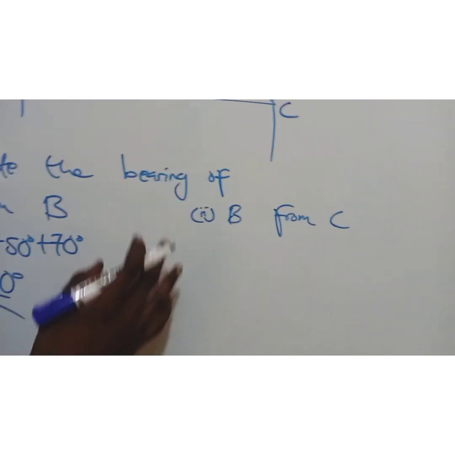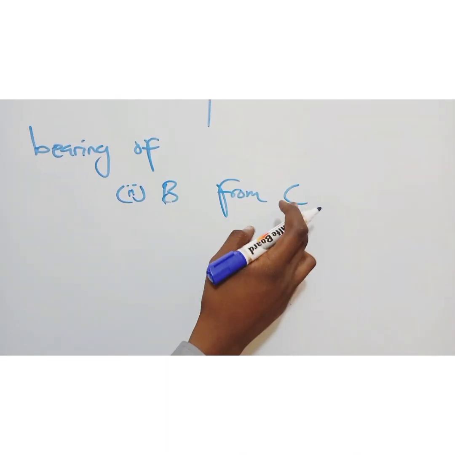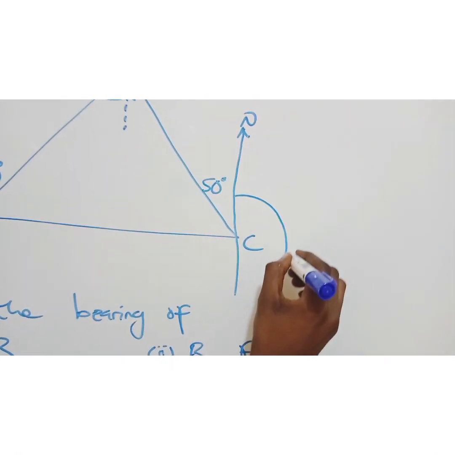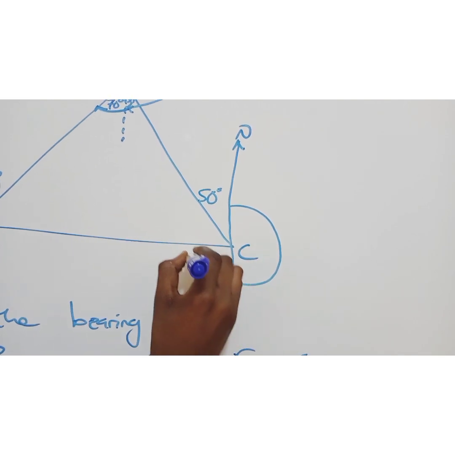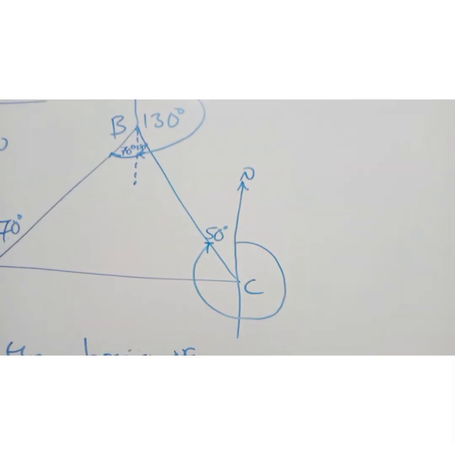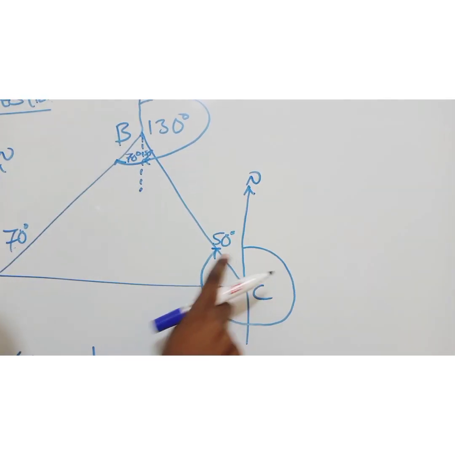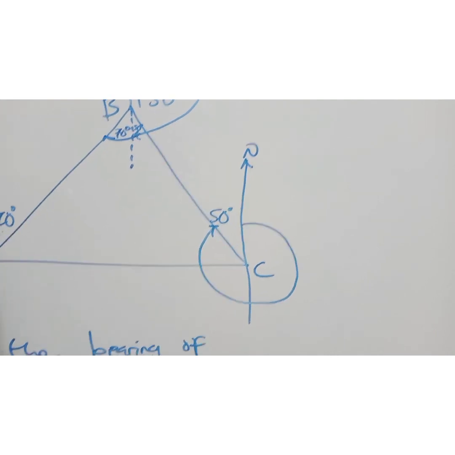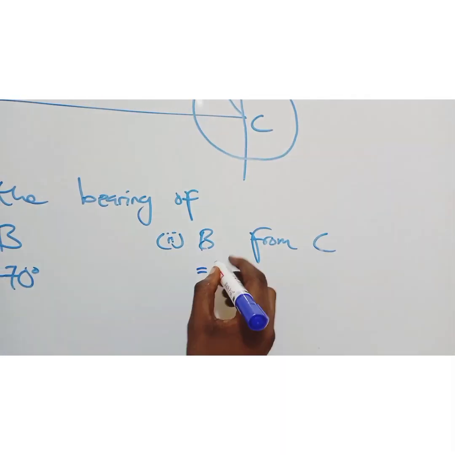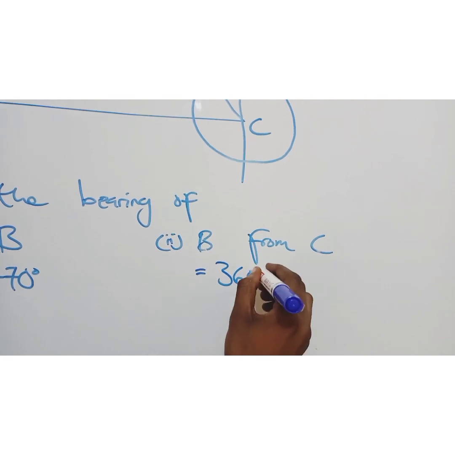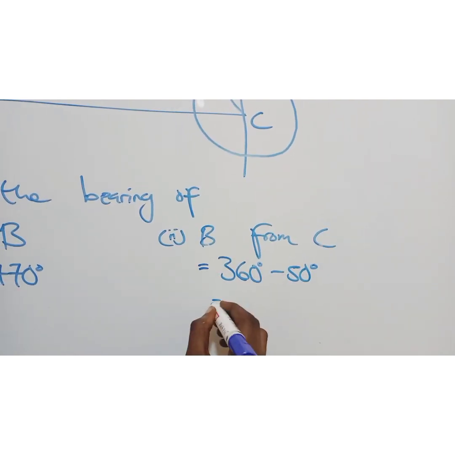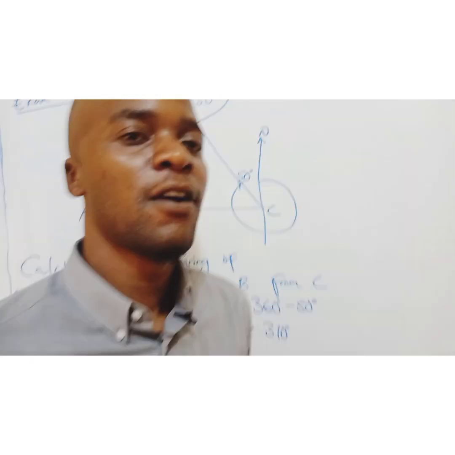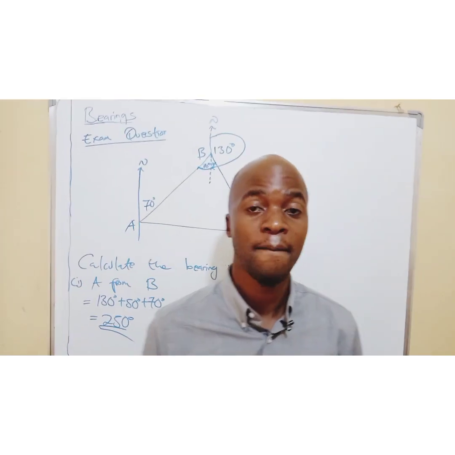Then we have calculate the bearing of B from C. Your starting point, C. So here, very convenient. From here, we go up to B, up to there. And I said this 50 is not part of my what? My bearing. If it's not part, you subtract. From what? 360. Because the full circle is 360. So 360 minus 50. This will give you 310. Simple as that.